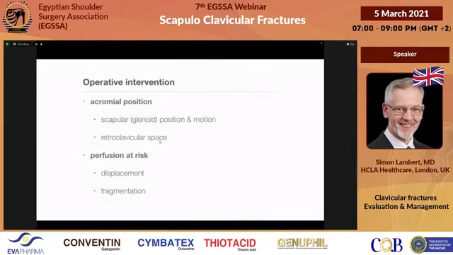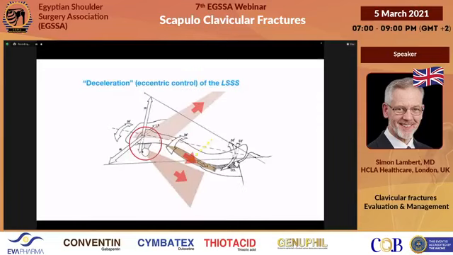Operative intervention for me is about the position of the acromion, i.e. the glenoid. In other words, the shape, length, and alignment of the clavicle determine where the center of rotation of the glenohumeral joint is, and that's what we're aiming to restore. It's also about restoring this concept of the retroclavicular space and reducing the risk of poor perfusion of the fracture and therefore non-union or failure to unite in a good position.